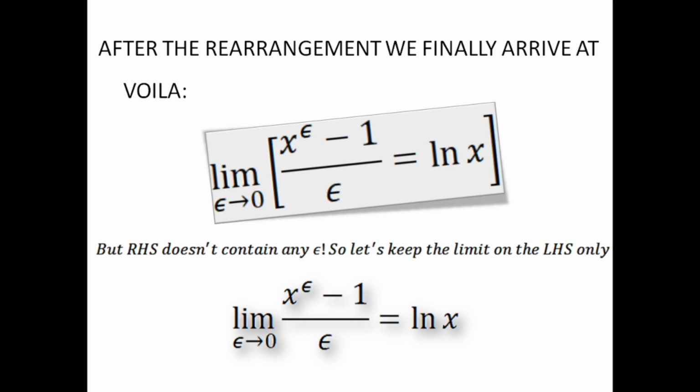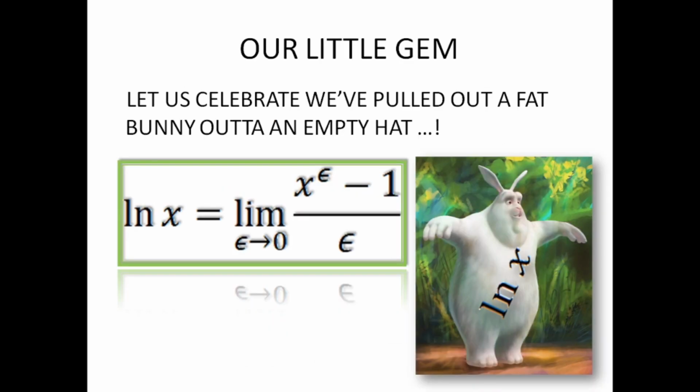But the RHS does not contain any epsilon. So let's keep the limit on the LHS only. So we have this beautiful definition for the logarithmic function, natural logarithm: ln x is equal to limit epsilon goes to 0, x power epsilon minus 1 by epsilon. So that's a cute definition for logarithm in terms of a limit expression. This we call our little gem. We have pulled out a fat funny rabbit out of an empty hat, nothing more than 1 is equal to 1. And that's cute.